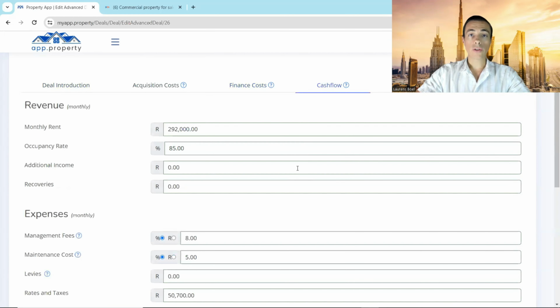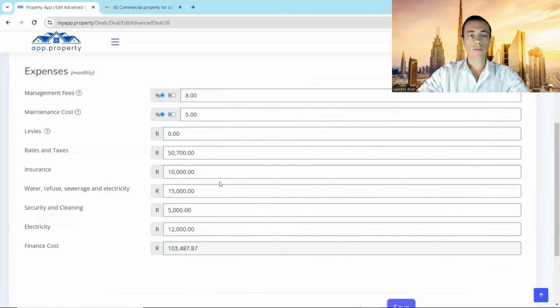The cash flow uses the monthly rent given by the agent of 292 with an occupancy rate of 85%, which is quite low. Usually I'm above 90%, but that's in the residential space. In commercial, you obviously have to add a bit of a risk premium. Expenses include management fee, maintenance, rates and taxes, insurance, water, refuse, sewage, security, cleaning, and electricity.